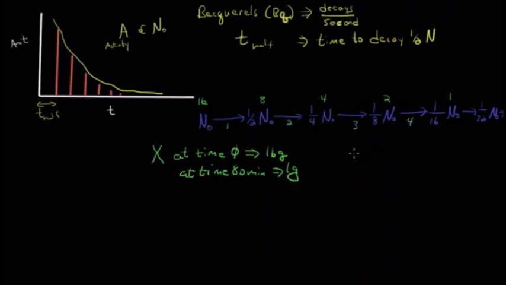Okay, so 4 half-lives in 80 minutes. So 80 minutes divided by 4 half-lives equals 20 minutes per half-life. So that means each half-life is 20 minutes, right? So T half equals 20 minutes.